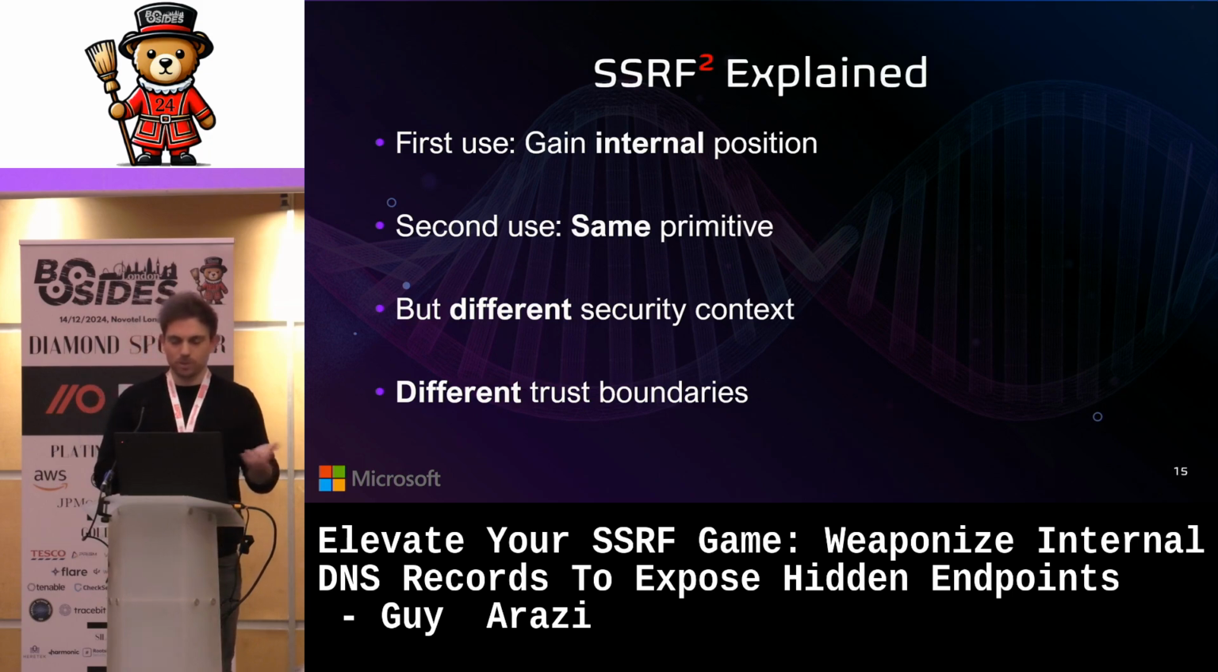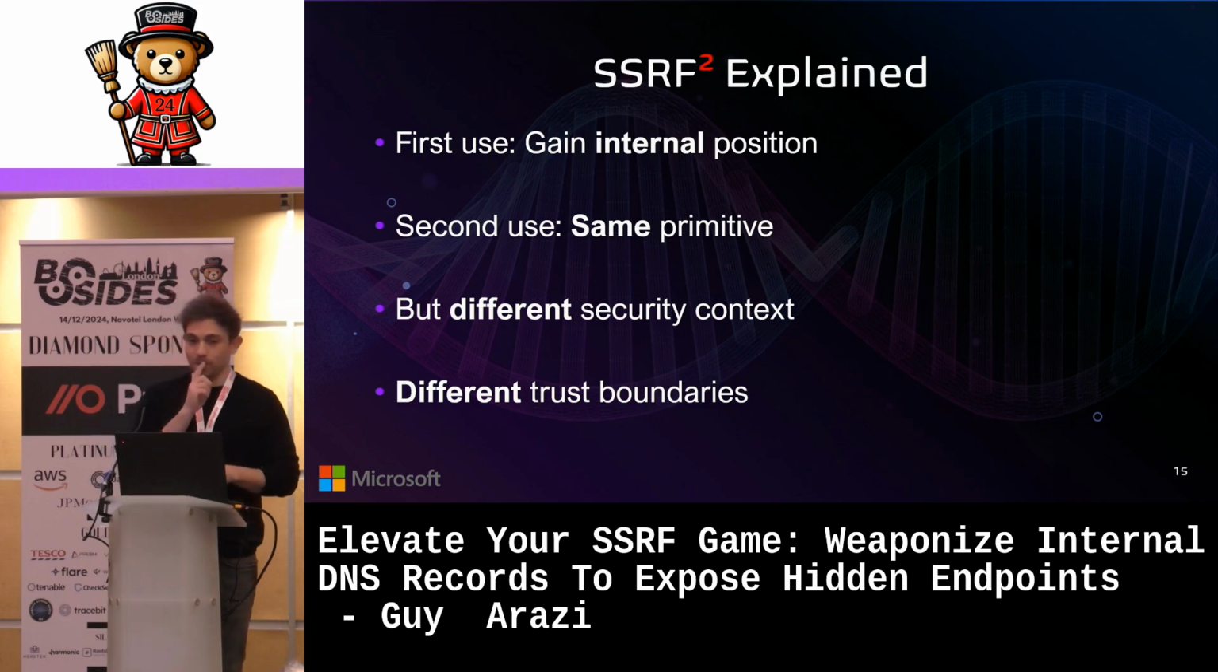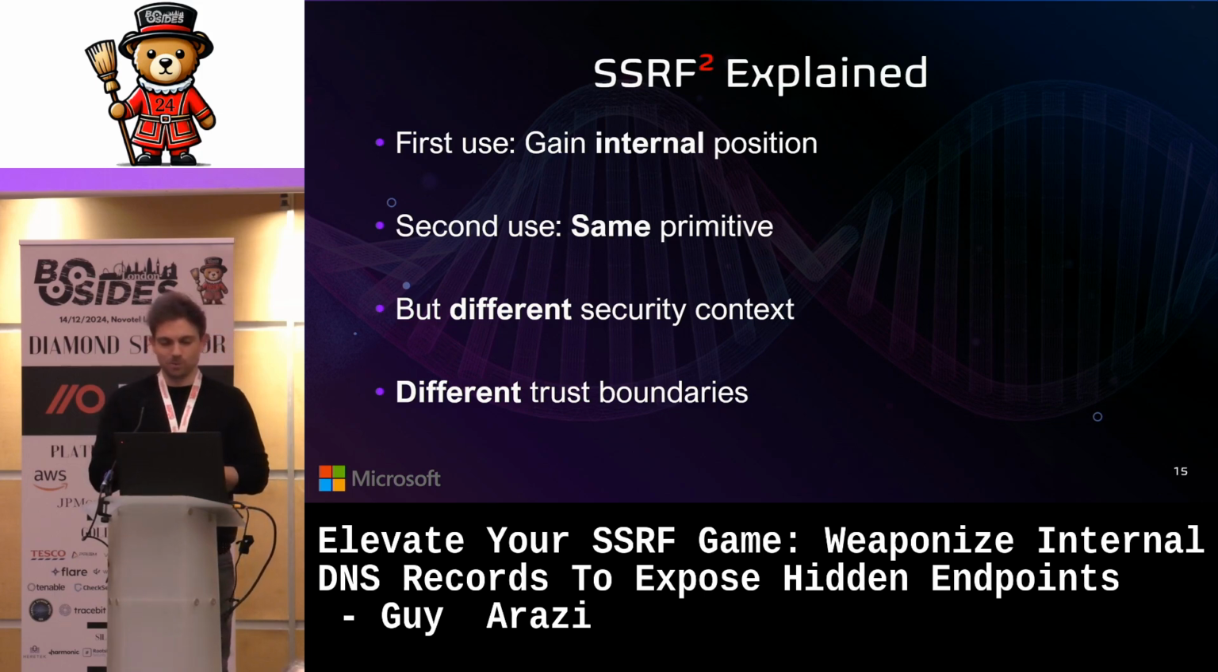SSRF², essentially what my research is about, is gaining an internal access position. So we have one primitive which is coming from the outside world, let's say some API endpoint, and the second primitive is the same one that points to the same API endpoint, but in a different security context. So when we access from an external resource, we have some security context. And when we gain access to the same one internally, we have a different security context and different trust boundaries.